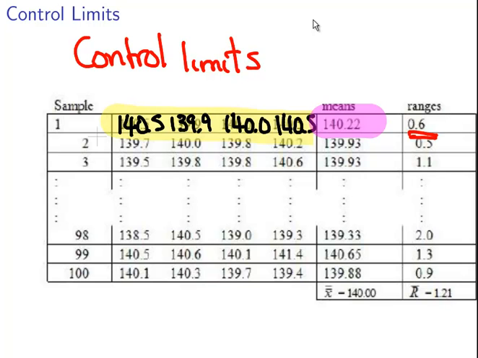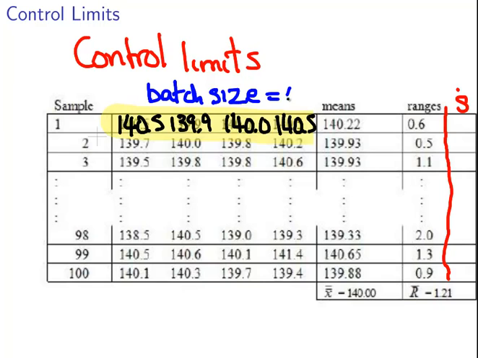It's not actually featured in this data set, but we might also be interested in the standard deviation as well. That might appear as another column. Now, an important remark here is that the batch size is equal to 4. That's going to be quite important later on. You might see that there are 100 of these batches. That 100 value is not really particularly important, but the batch size of 4 is actually quite important.